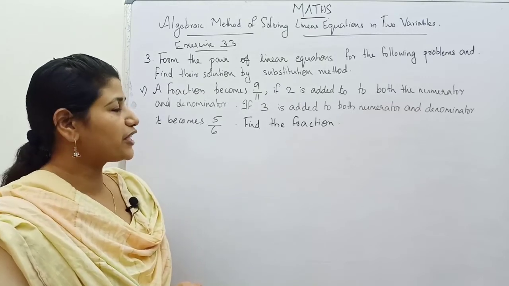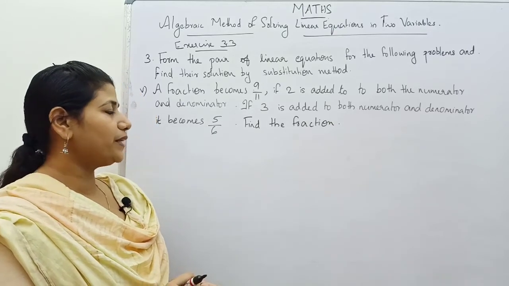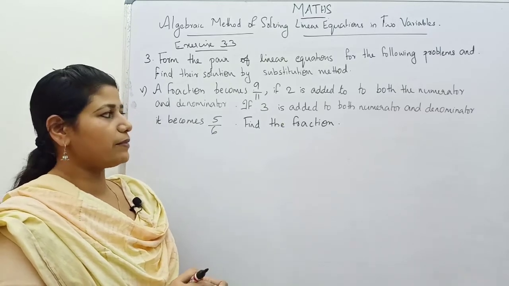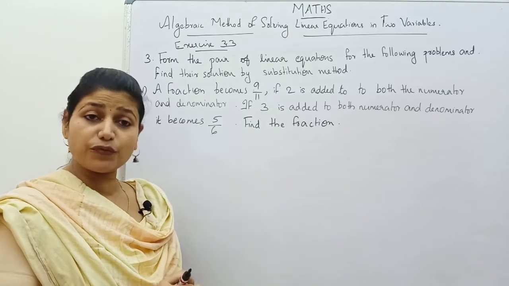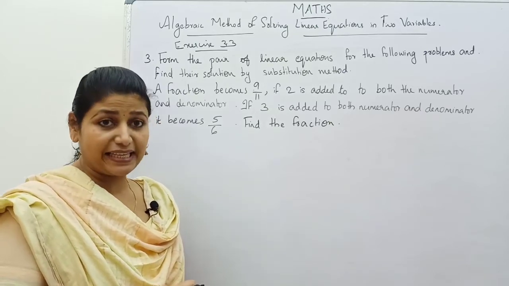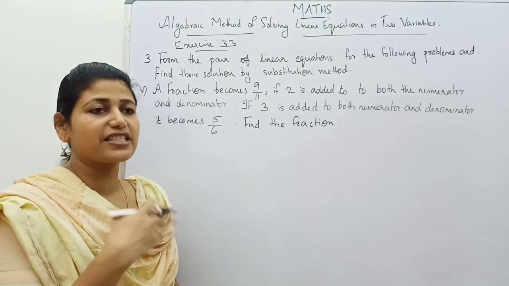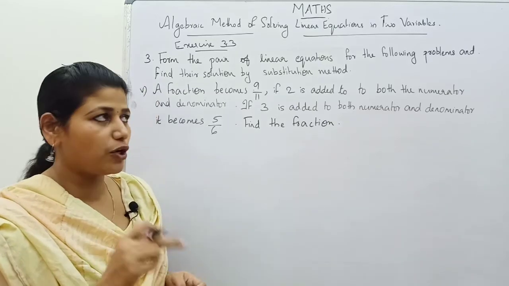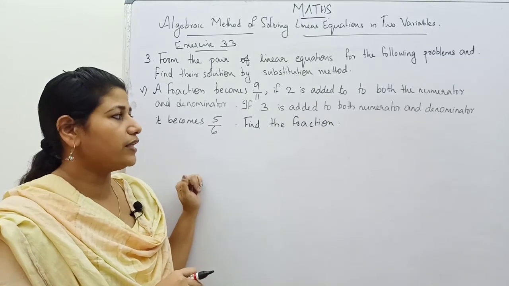Fifth question. A fraction becomes 9 by 11 if 2 is added to both the numerator and denominator, and if 3 is added to both numerator and denominator, it becomes 5 by 6. Find the fraction. So you have to find out a fraction. What are the conditions given? If you add 2 to the numerator and denominator, the fraction becomes 9 by 11. And if you add 3 to the numerator and denominator, it becomes 5 by 6.